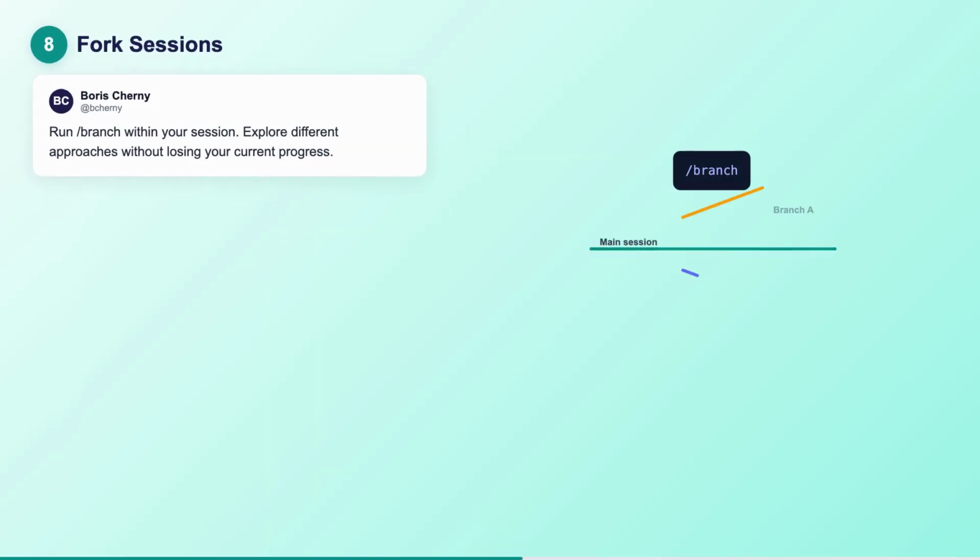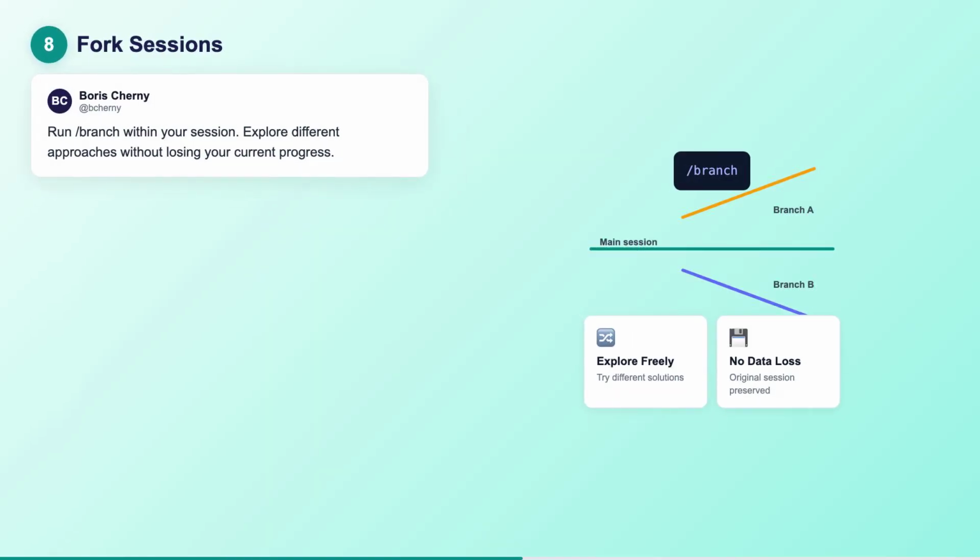Tip 8: Fork sessions. Two ways to do it. Run /branch within your session to create a branching conversation. Or use claude --resume with a session ID and --fork-session from CLI. The branch creates a new thread while you can resume the original anytime.